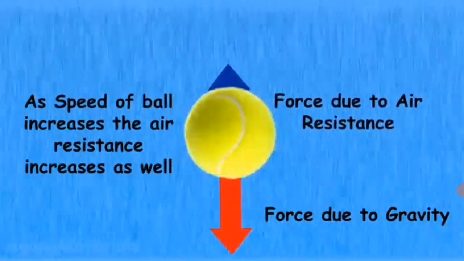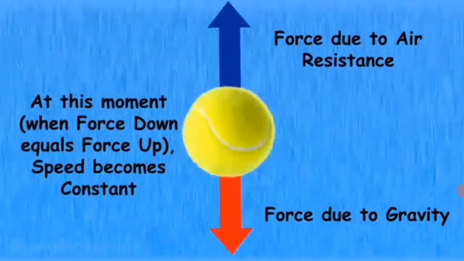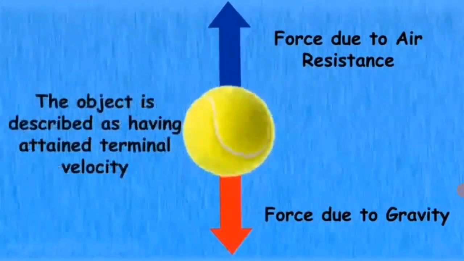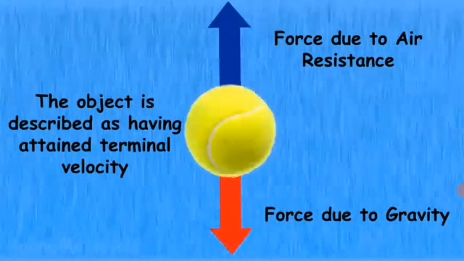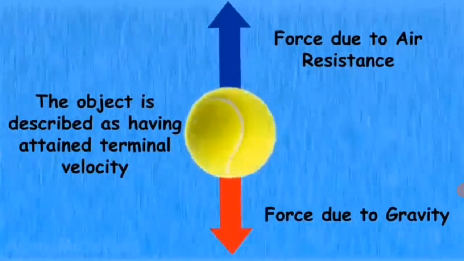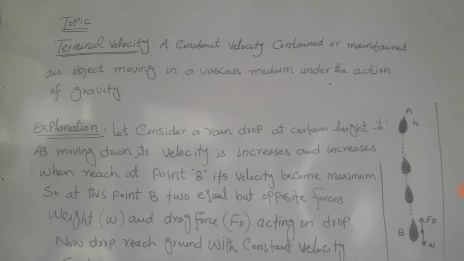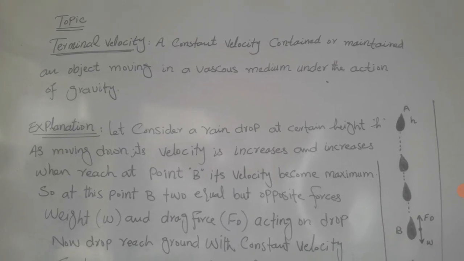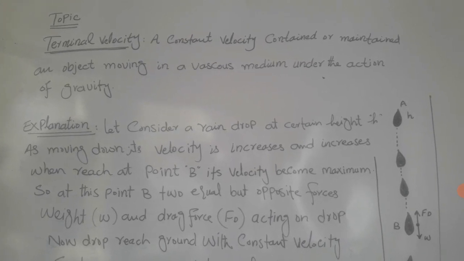When objects are moving downward in free fall, there is only one force acting, that is called its weight. So when that object is moving downward, its speed is increasing and increasing. So a stage comes when its speed reaches a maximum point. At that point, another force which is called drag force is acting on it. So the object's velocity becomes constant, and that constant velocity is called terminal velocity.